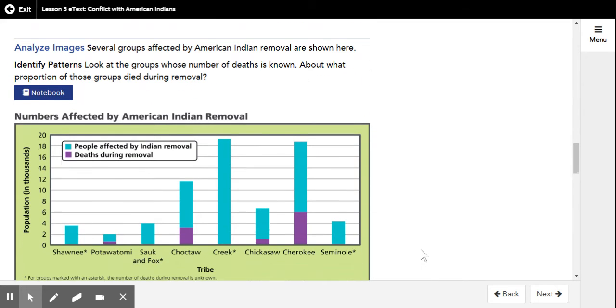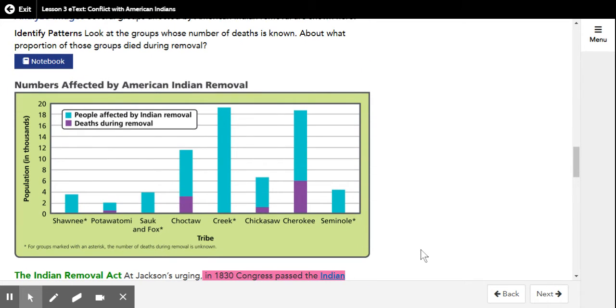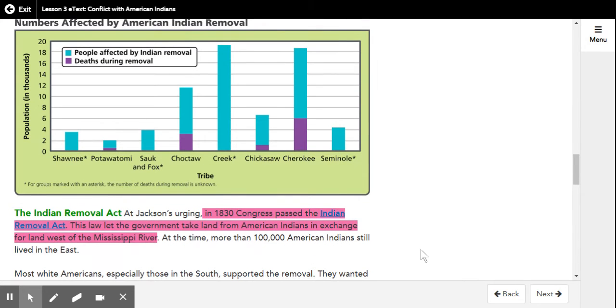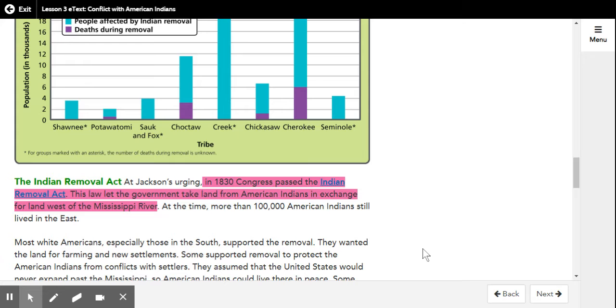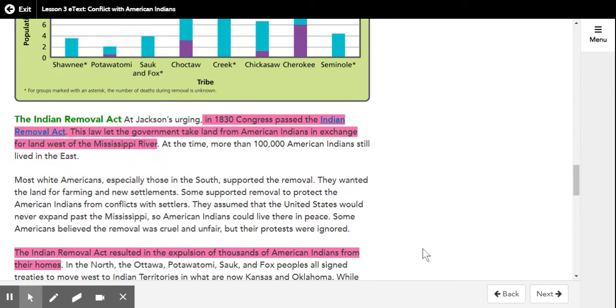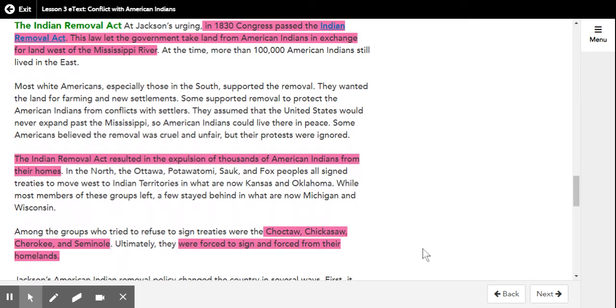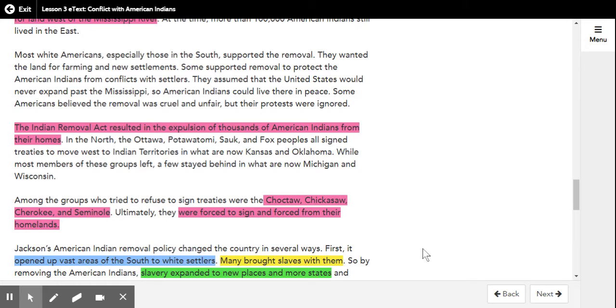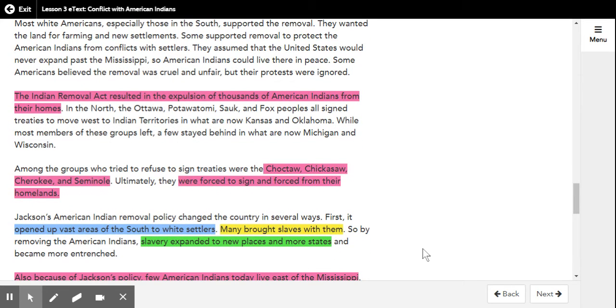The Indian Removal Act. At Jackson's urging, in 1830, Congress passed the Indian Removal Act. This law let the government take land from American Indians in exchange for land west of the Mississippi River. At the time, more than 100,000 American Indians still lived in the East. Most white Americans, especially those in the South, supported the removal. They wanted the land for farming and new settlements. Some supported removal to protect the American Indians from conflicts with settlers. They assumed that the United States would never expand past the Mississippi, so American Indians could live there in peace.